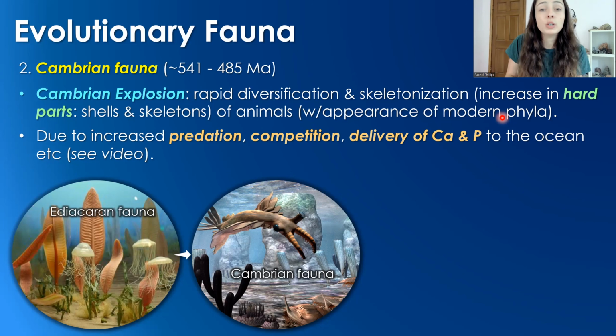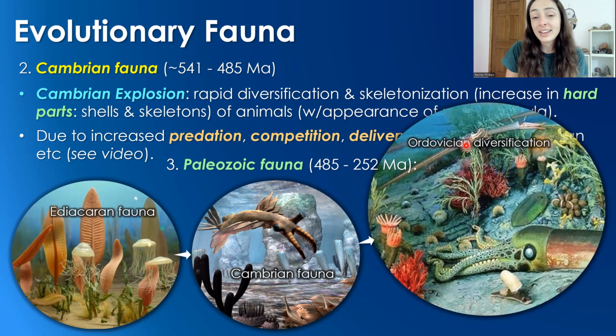The major increase in skeletonization and producing hard parts of these animals was mainly due to increased predation, competition, and delivery of calcium and phosphorus and other ions to the ocean. There was an increased influx of these ions to the ocean at this time, and this was really important because calcium phosphate and calcium carbonate are typically what skeletons or shells are made of. And so with more ions available, the animals could more easily, more thermodynamically favorably produce skeletons and shells.